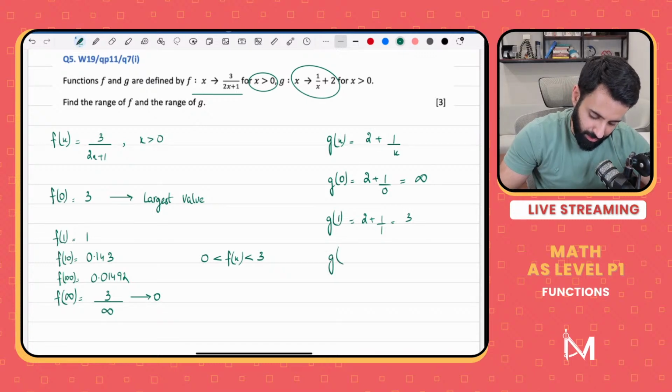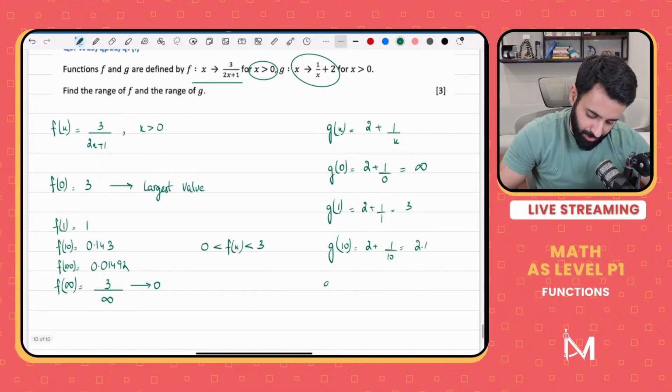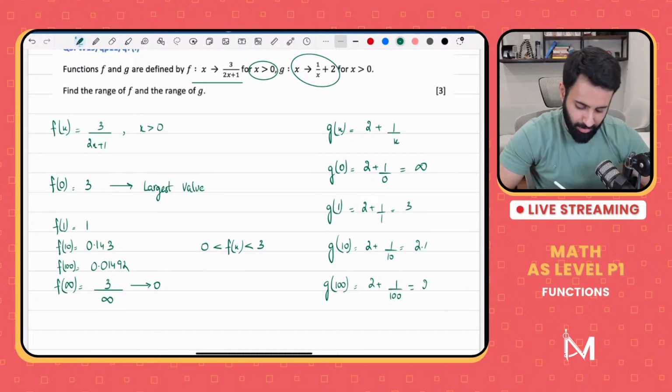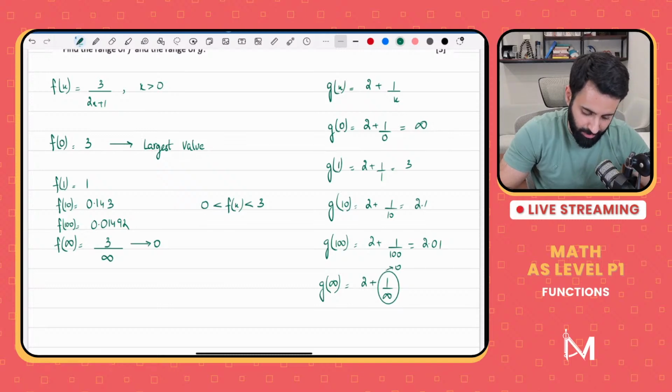Let's plug in 10, which is going to be 2 plus 1 upon 10, which is equal to 2.1. Let's plug in 100, which is equal to 2 plus 1 upon 100, which is equal to 2.01. Then if I plug in infinity, which means 2 plus 1 upon infinity, 1 upon infinity is a value which is going to be as good as 0. And when you add 2 to it, you're going to get 2.